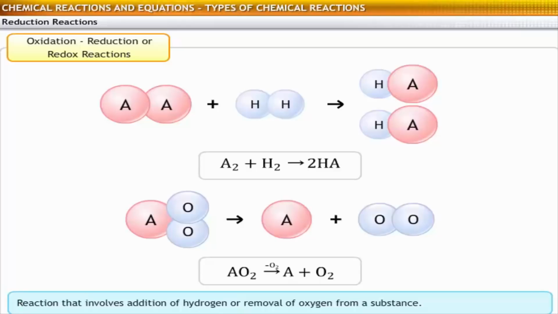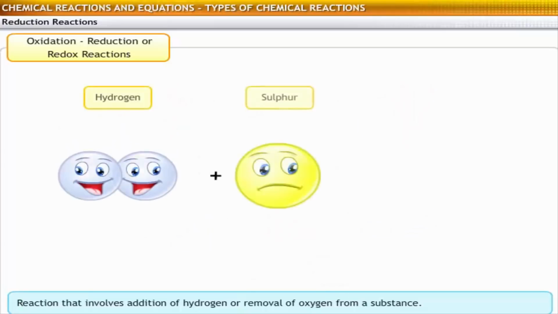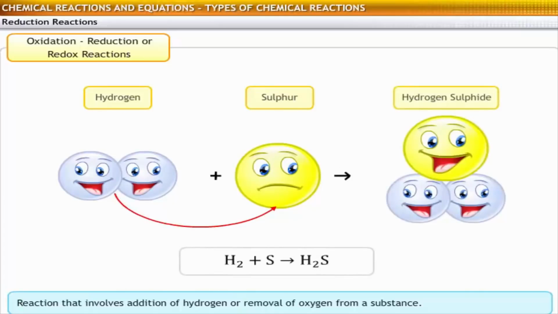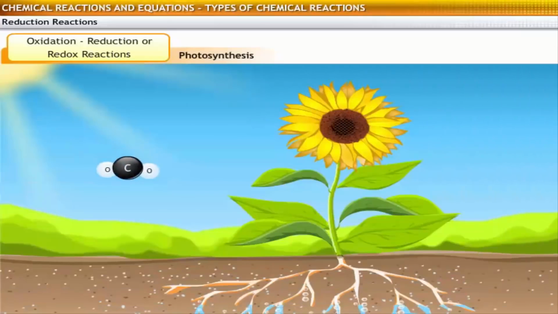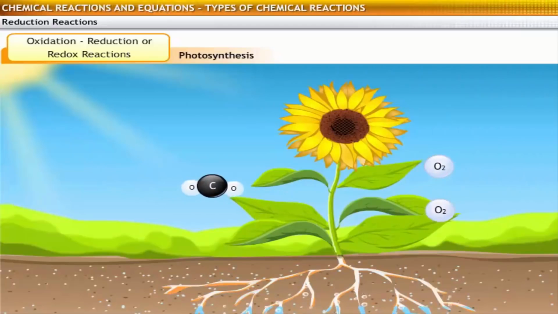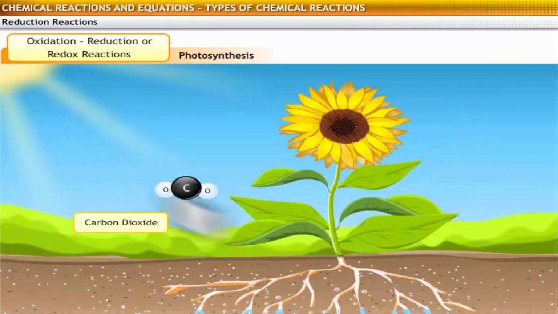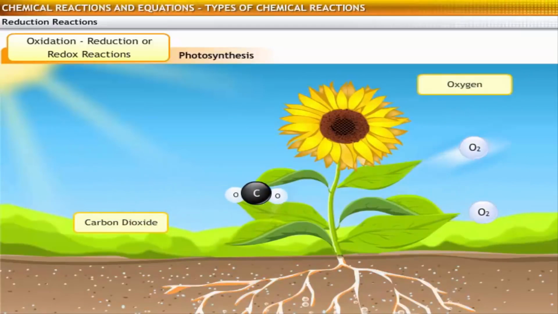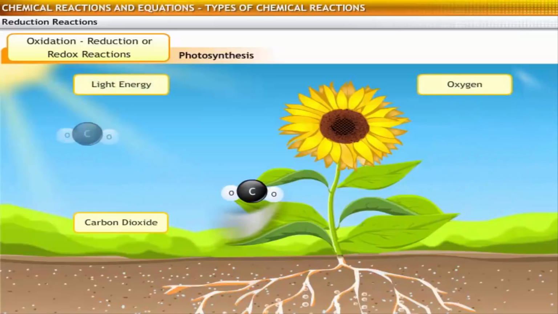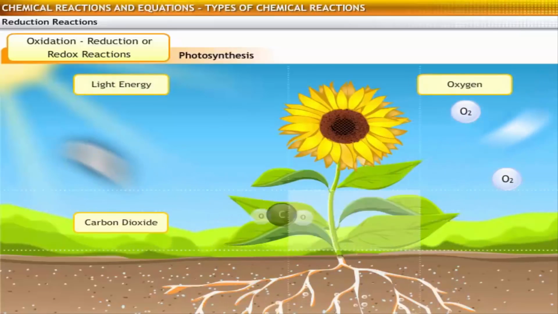For example, the formation of hydrogen sulfide involves a reduction reaction. In this reaction, when hydrogen is added to sulfur, sulfur gets reduced to hydrogen sulfide. Another example of a reduction reaction is photosynthesis. In plants, carbon dioxide and water are reduced to carbohydrates in the presence of light and the pigment chlorophyll.